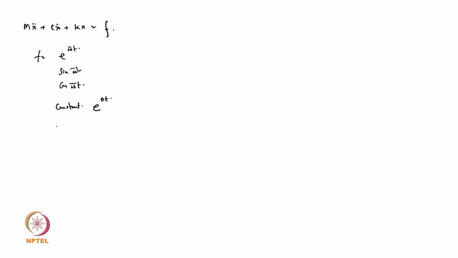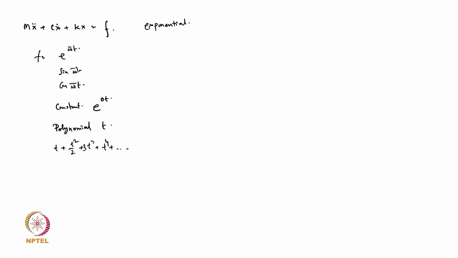And we may have some polynomial of t. So for example, it can be like t plus t square by 2, maybe t cube by 3, t to the power 4, something like that. So the question is how we are going to solve for that. So first thing is the exponential.